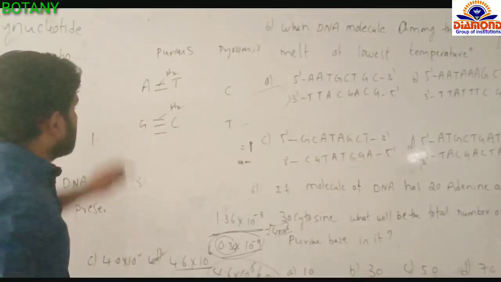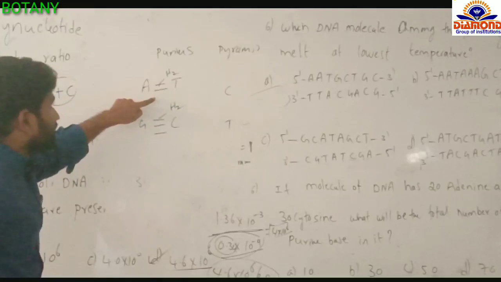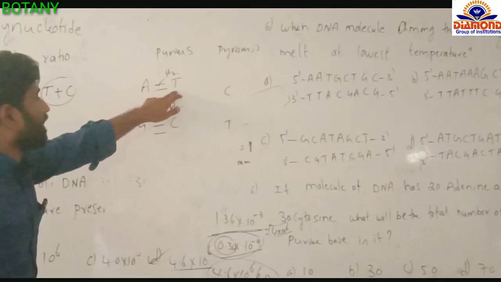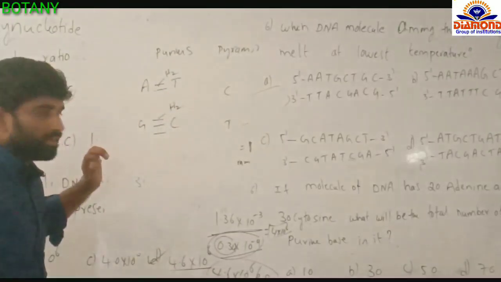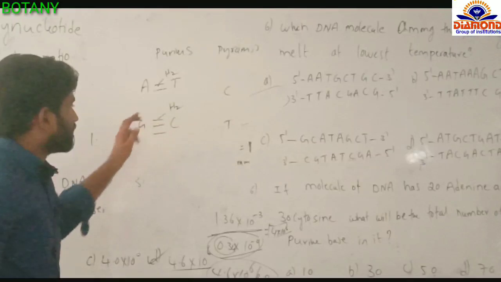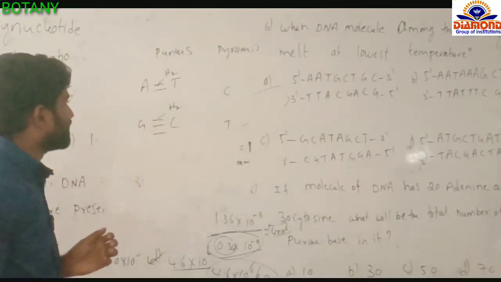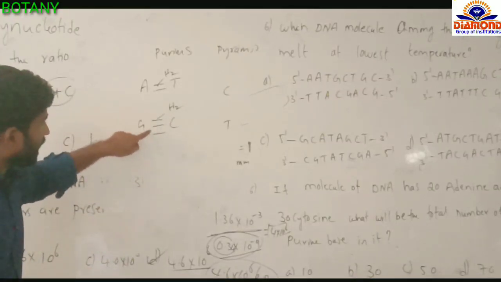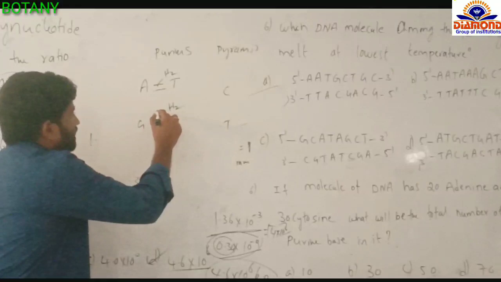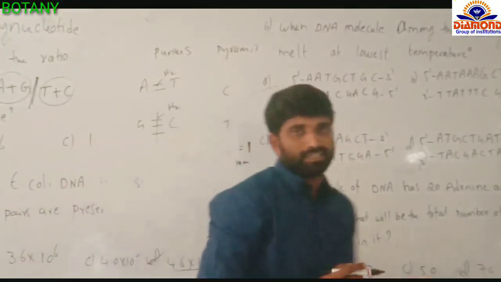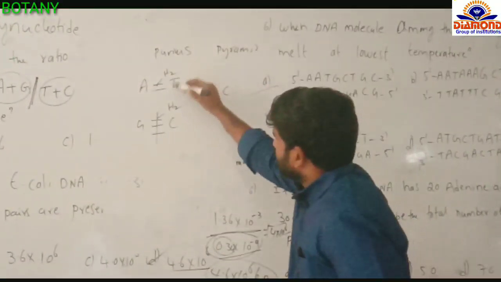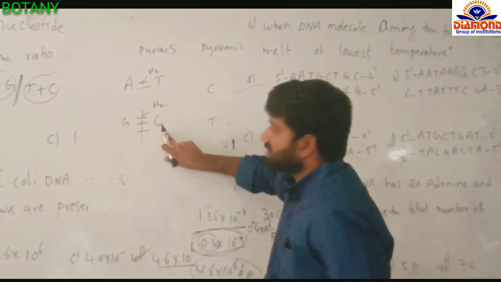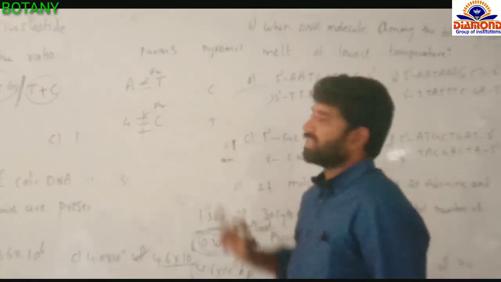So let's see. Adenine and thymine pair with only 2 hydrogen bonds, so breaking the adenine-thymine bond will be easy. Guanine and cytosine pair with 3 hydrogen bonds. For the breakdown of 3 hydrogen bonds, a higher temperature is needed. So less temperature and less energy is required for separating adenine and thymine, while more temperature and more energy is needed to break guanine and cytosine bonds.